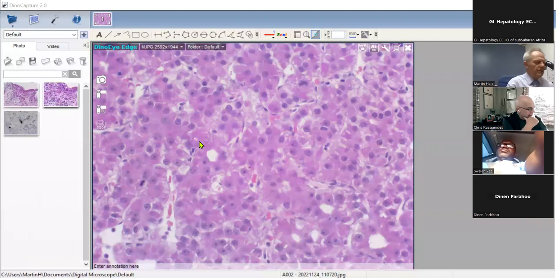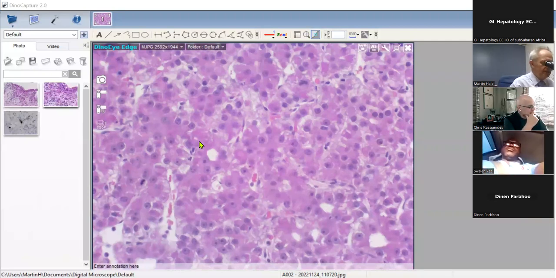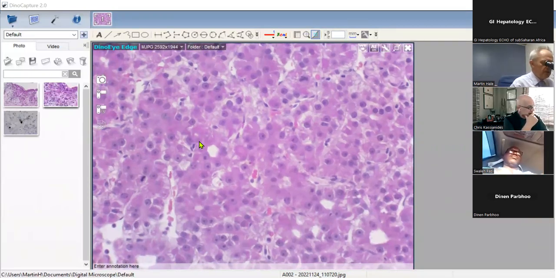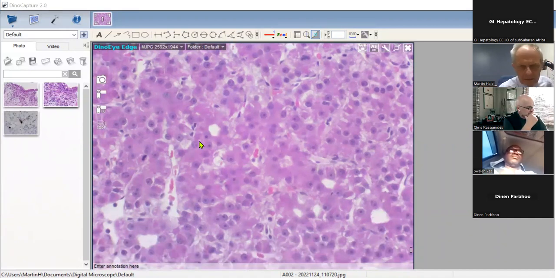Maybe it's a little unfair. Probably is a little unfair. But what I'd like you to do is just to take in your mind a photograph of those cells in your mind. Okay, so just have a look at those cells in your mind.